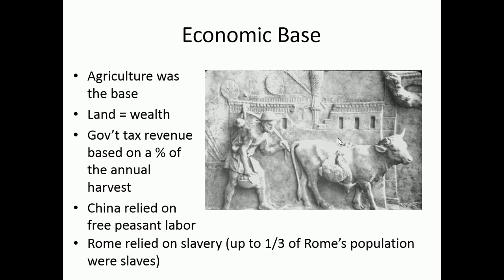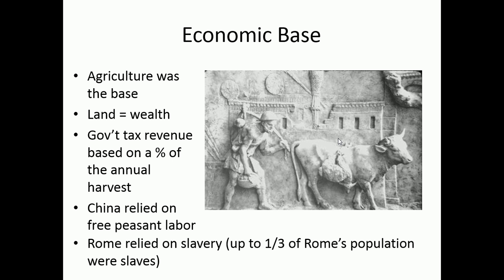Both of them had a very, very similar economic base, and we're going to see this continue right up through about 1800. So for several thousand years, the economic base of any empire is going to be agriculture. Land in this system is really equated with wealth. To have wealth is to own land, and to own land is to be wealthy. The government taxes really came from collecting a portion of the annual harvest, and large landowners had to pay these taxes, but usually they were collected in a series of steps.